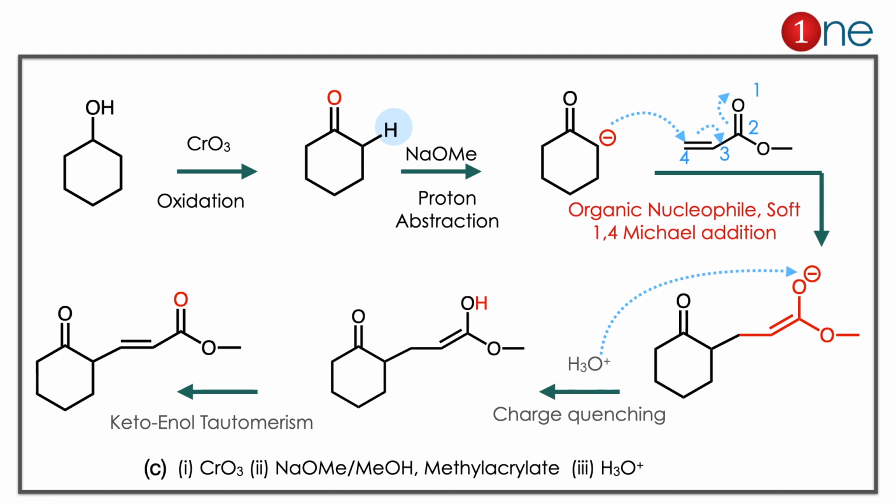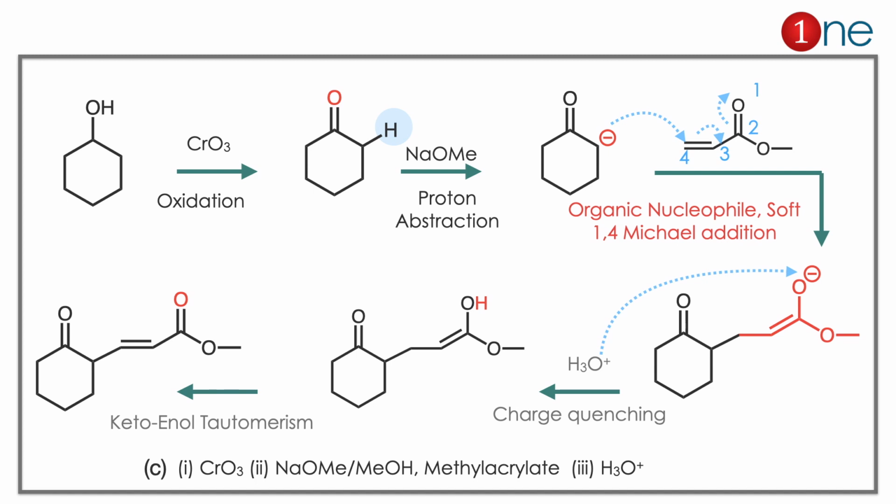Then the hydrogen becomes an active hydrogen. In the next step you are using the base. The base creates anion formation. The anion is an organic nucleophile. It is very soft. It can undergo 1,4 Michael addition, because you are using methyl acrylate, an alpha beta unsaturated ester. So the 1,4 addition happened.